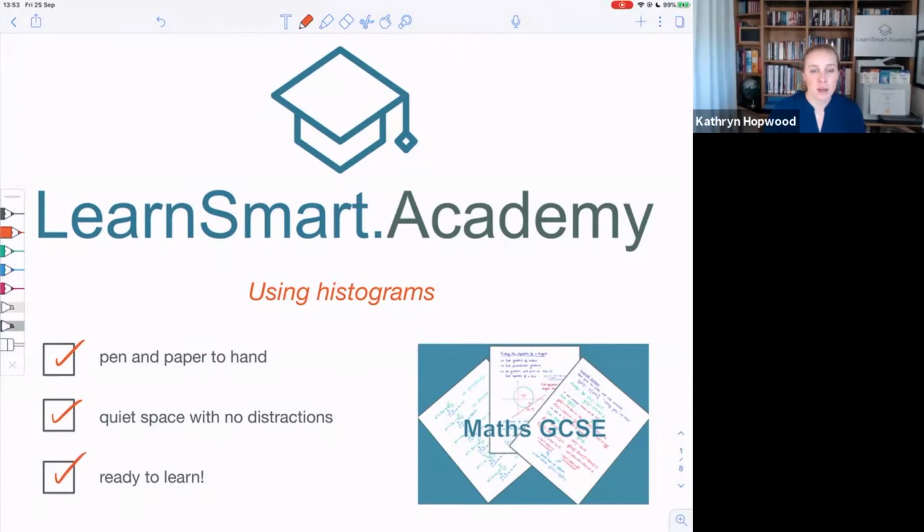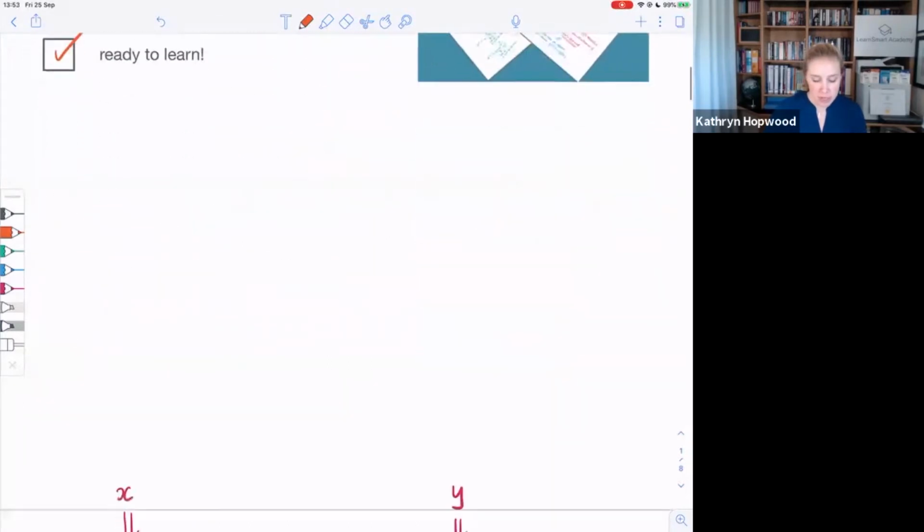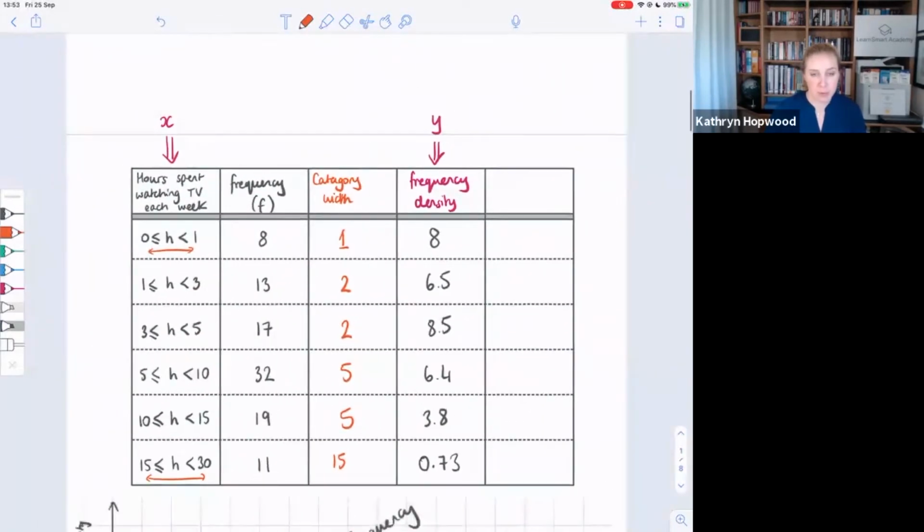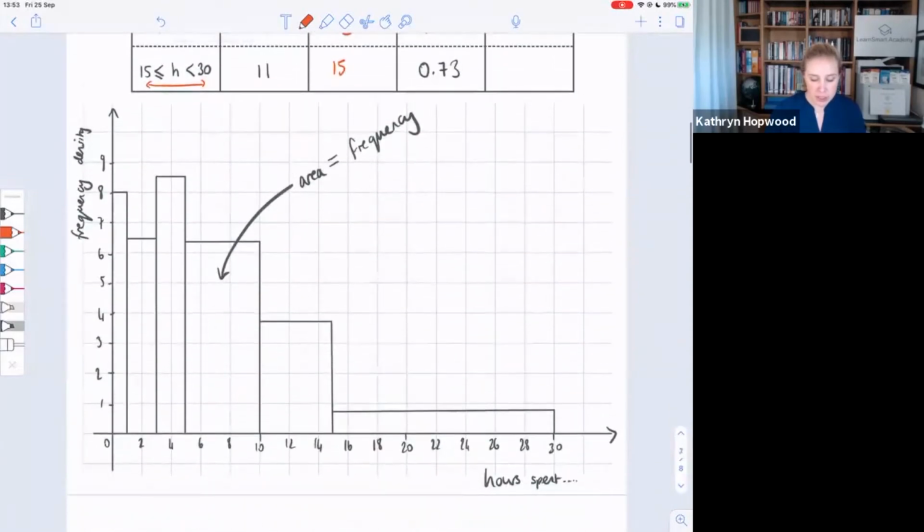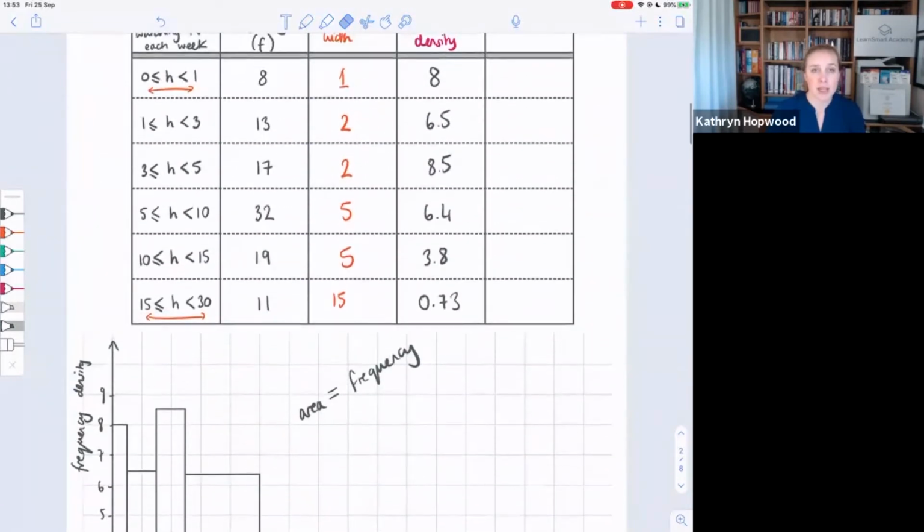In the previous video, we looked at drawing histograms, and we did this example where we used the table that we had before, and we drew this histogram here. Now we're going to look at typically what are parts C and D of a histogram-based question, where they ask you to use the histogram to find out more information. There are two types of questions they can ask you. They can ask you to find what the frequency is between two values that aren't actually their own category.